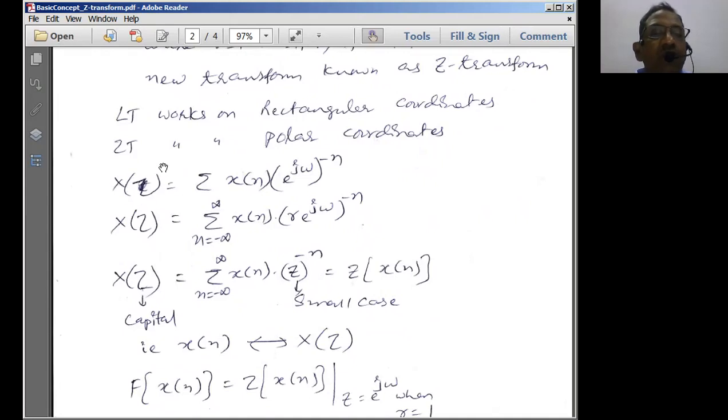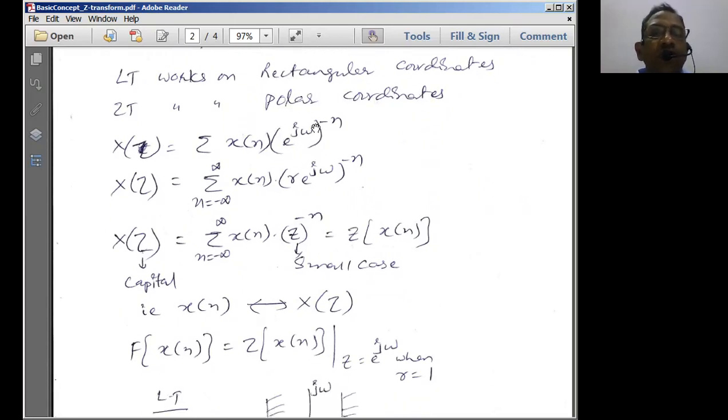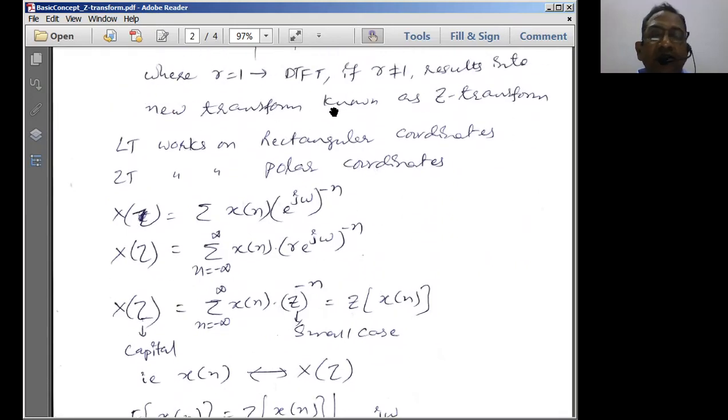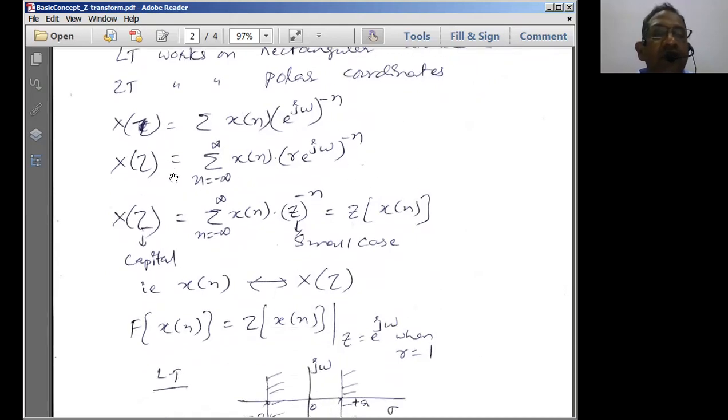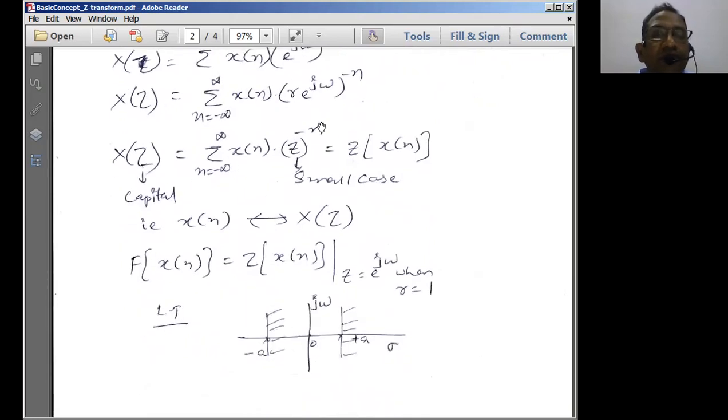So we can write X of capital Z is equal to summation x of n e to the power jω to the power minus n. This is the representation of the Z transform. So this e to the power jω we can represent for Z transforms in polar coordinates as r into e to the power jω, all to the power minus n. So for n number of discrete values, we are going to have this particular thing. So therefore, I can represent the Z transform with this formula. So finally, I can write this as sigma of x of z.